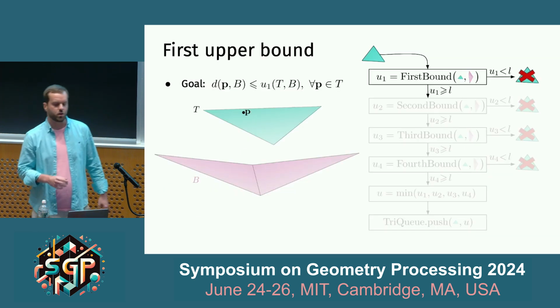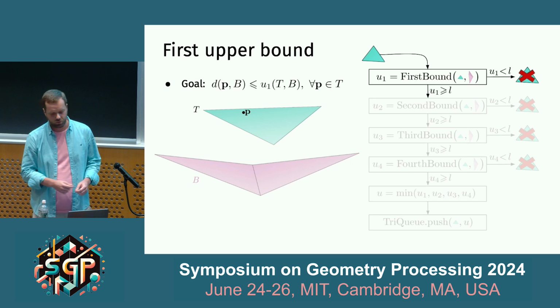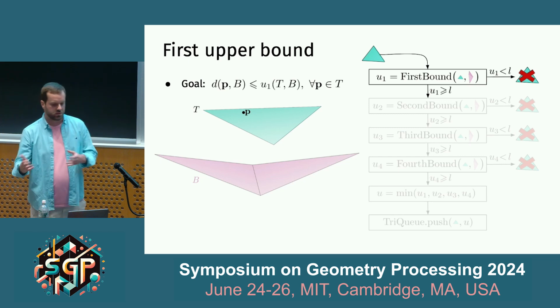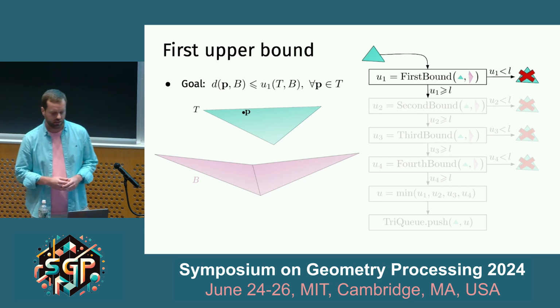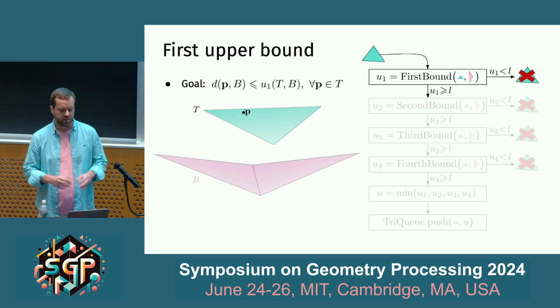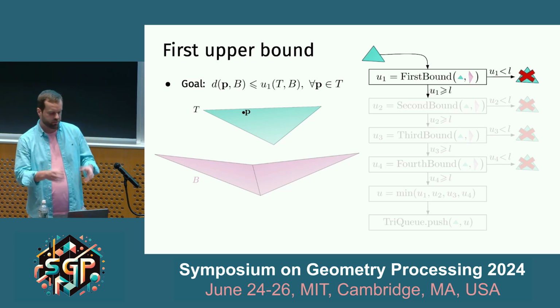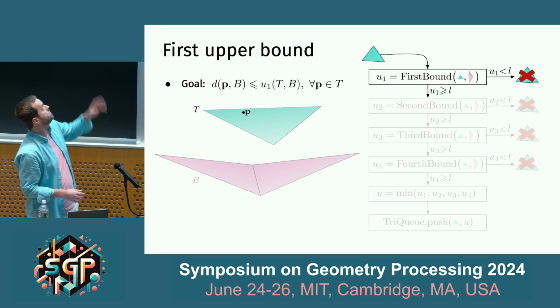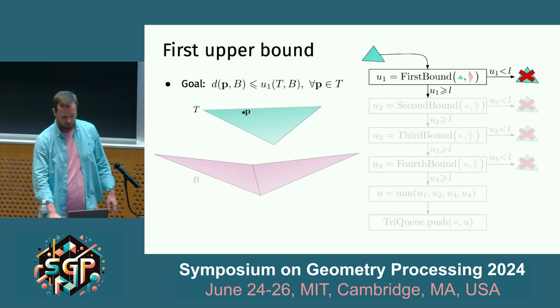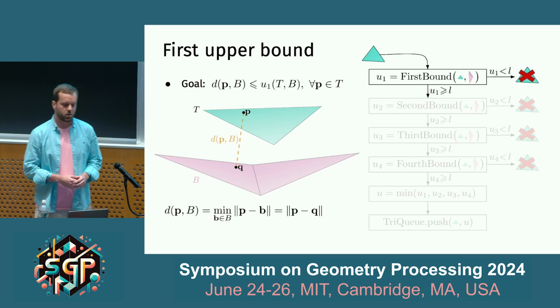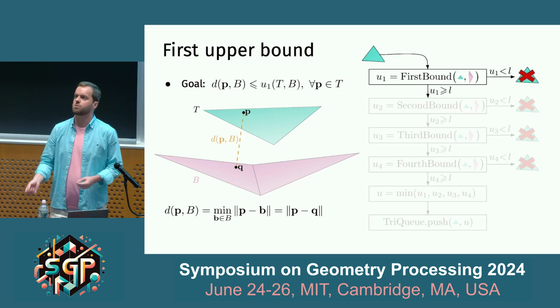When the 3 vertices of T do not project to the same triangle on B, the first upper bound, U1, is calculated. All the bounds, including this first bound, are functions such that the distance from any point on T to B is less or equal than them. So it has to hold for any point on T, so let P be a point on T. D of PB is the minimum distance from P to points on A. In this illustration, from P to Q.